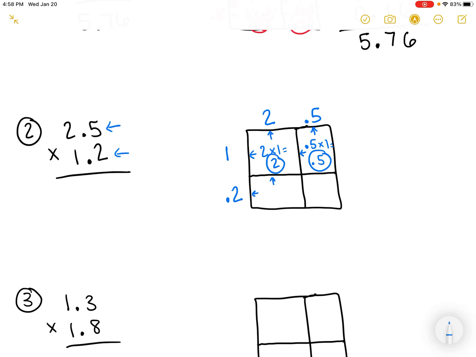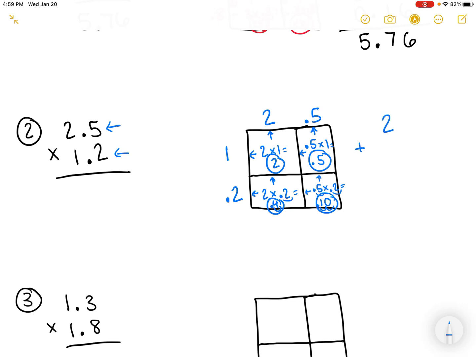For the next box, look up to the side. We have 2 times 2/10. So 2 times 2 is 4. Move my decimal in 1 time, so it's 4/10. And then up and to the side for the last box, we have 5/10 times 2/10. 5 times 2 is 10. We have to move our decimal in 2 times, so it's 10/100ths.